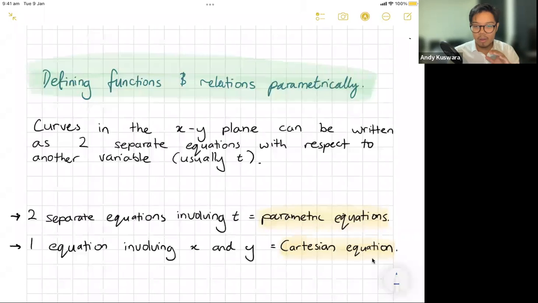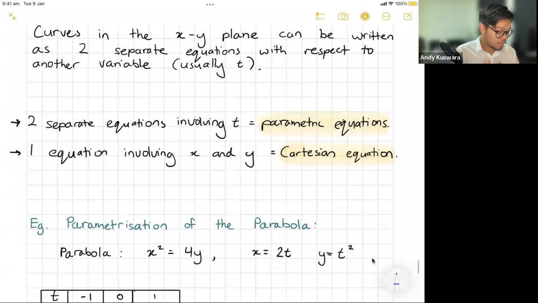So just a couple of definitions here. If I'm breaking it up into two separate equations involving t, those are what we call the parametric equations. But if we just have one equation involving x and y, we're going to call that one the Cartesian equation. Now that's the one that we're most familiar with. But now we're going to see what happens. Now I'll give you an example.